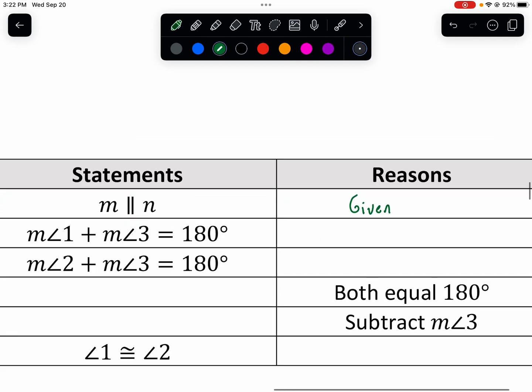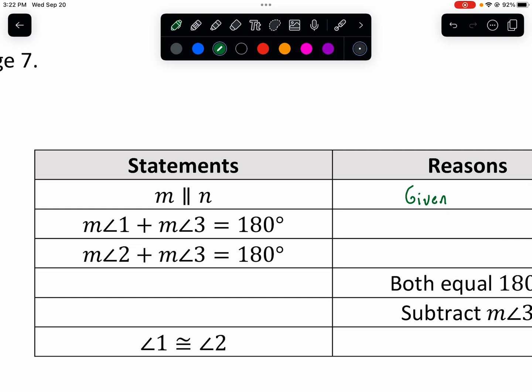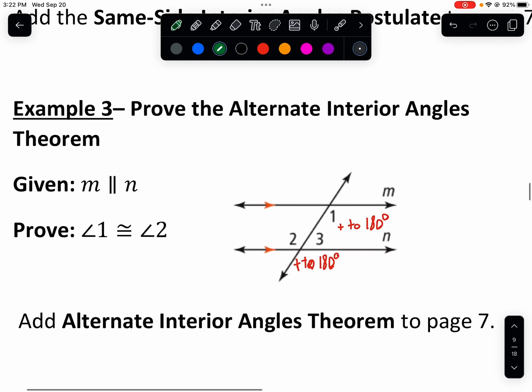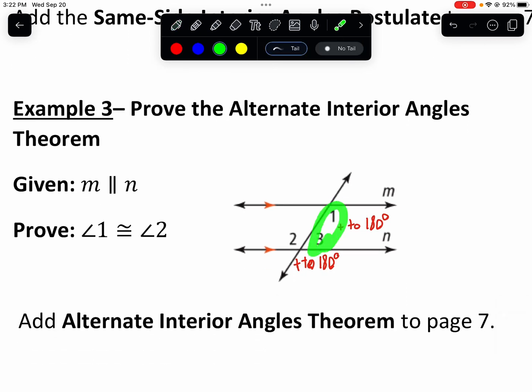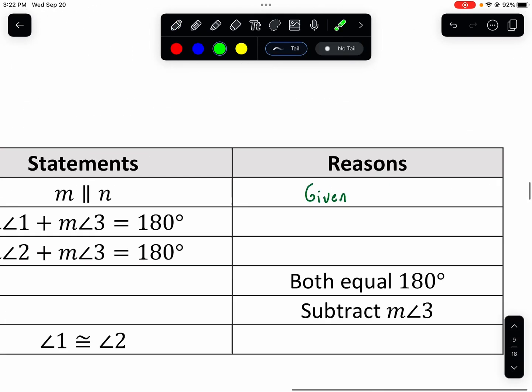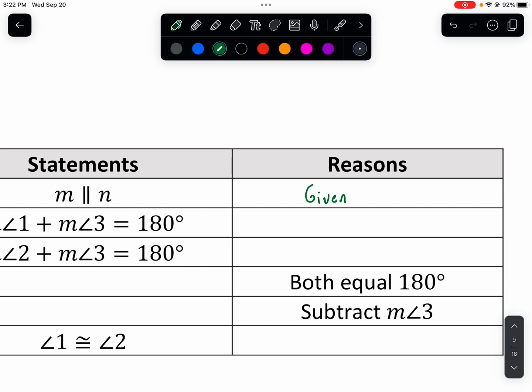Okay, next. The measure of angle 1 plus the measure of angle 3 equals 180 degrees. Well, that's because they're on the same side and they're in between the parallel lines, or they're on the interior. So that would be same side interior. Okay, they're same side interior angles.